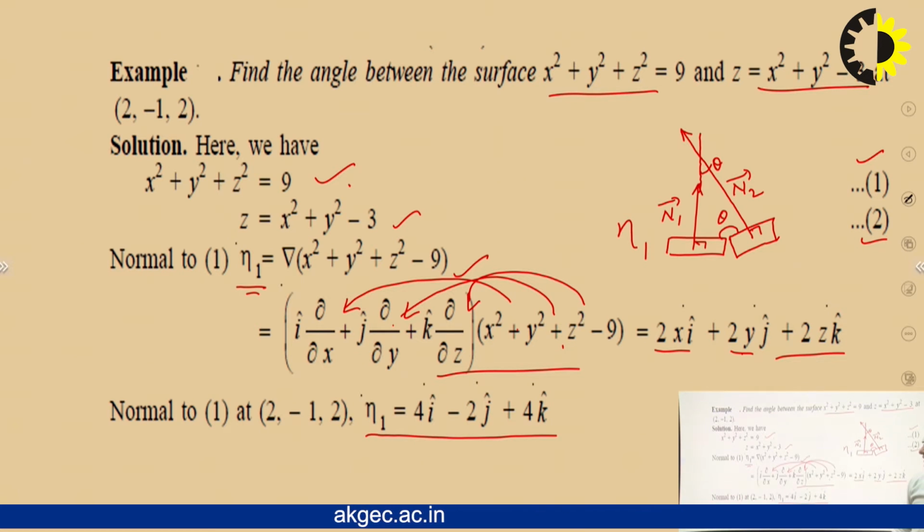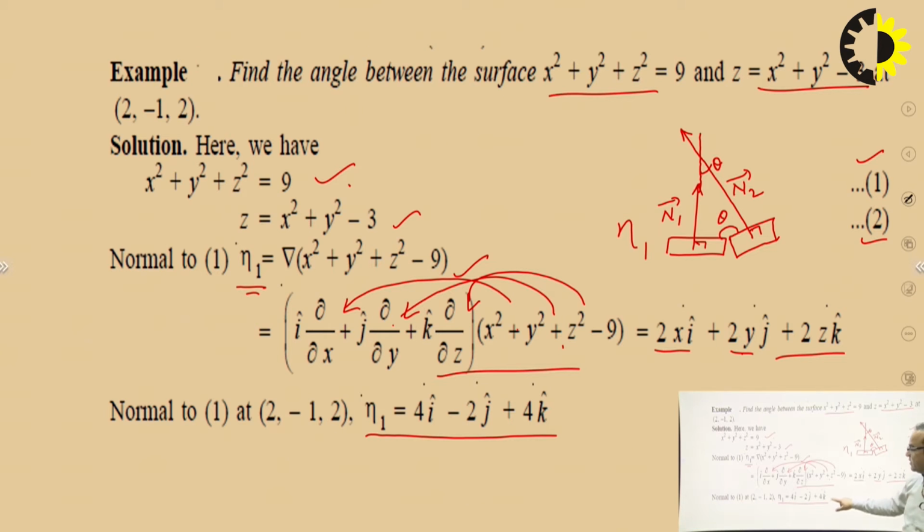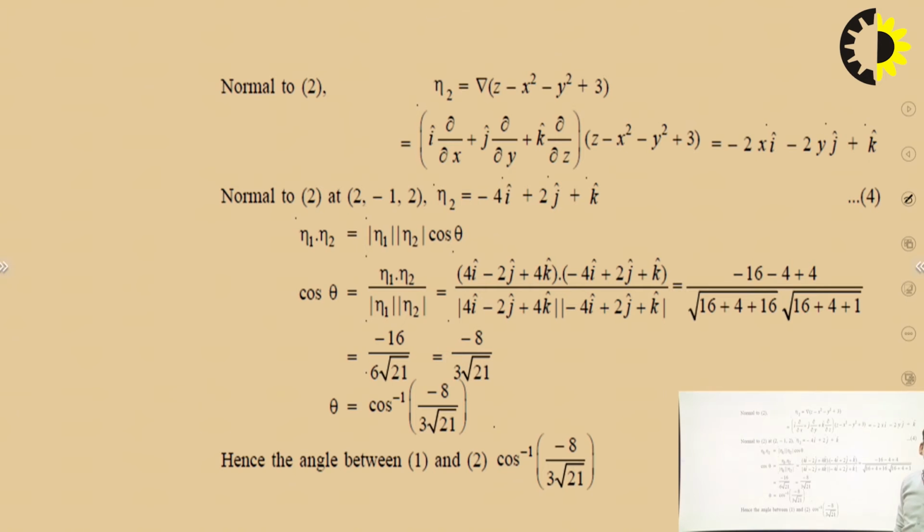Now at the particular point (2, -1, 2), the vector is 4i minus 2j plus 4k. These are the notations for the normal vector for the first surface. Then the normal vector to the next surface is n2. n2 is given by the del of the second surface.